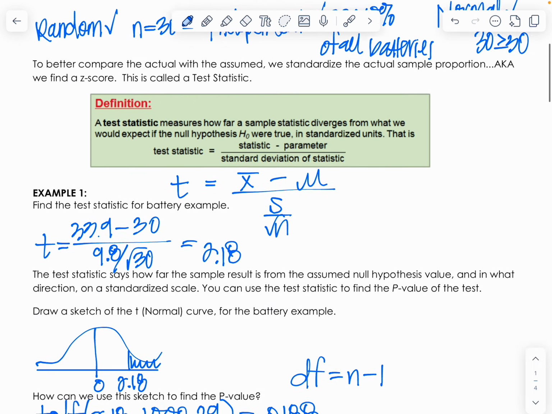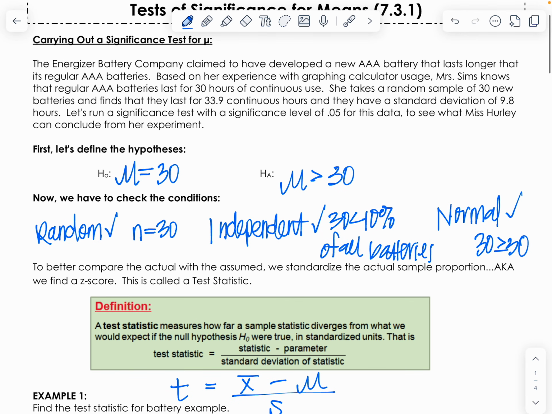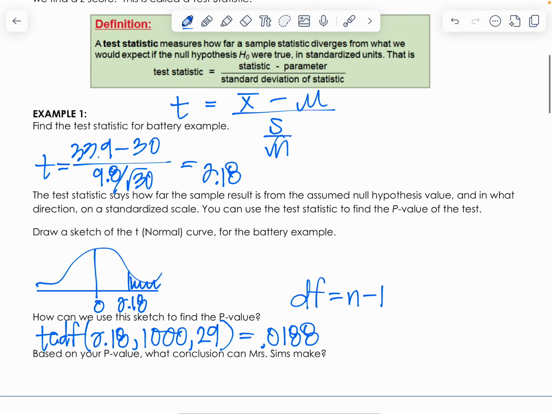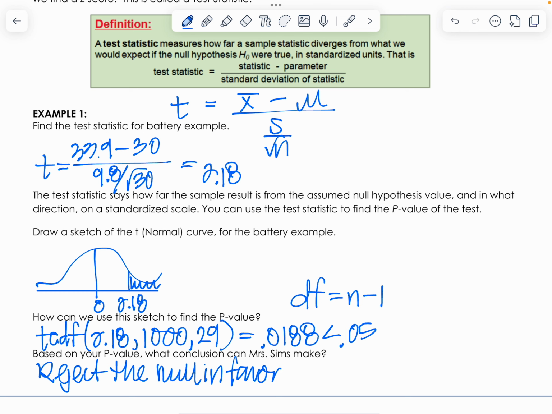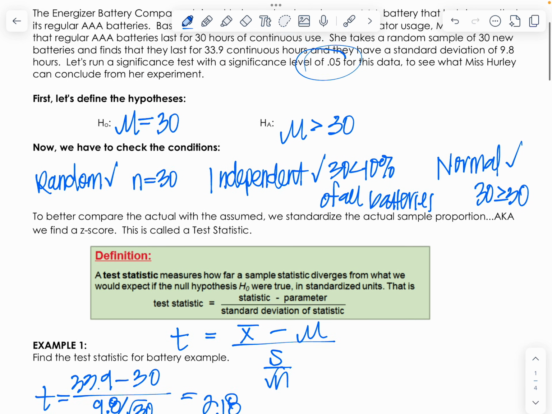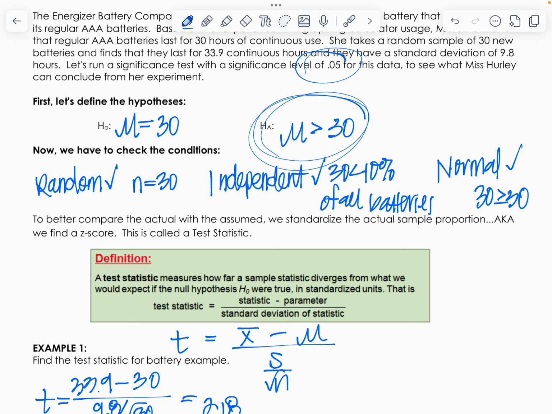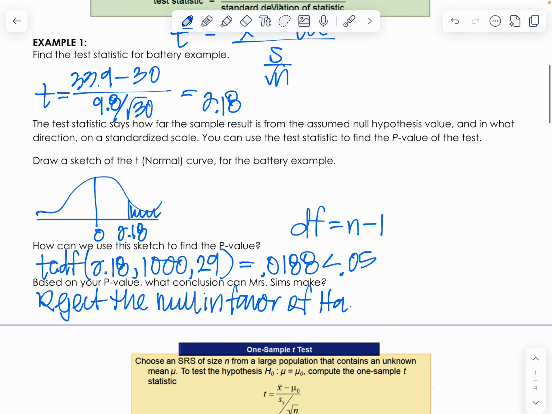Now that value, we set our significance level for 0.05. That value is less than 0.05, so we can reject the null in favor of the alternate HA. Well, so what's that mean? If we're favoring HA, that means this is our conclusion, that mu, the mean, is longer than 30 hours.